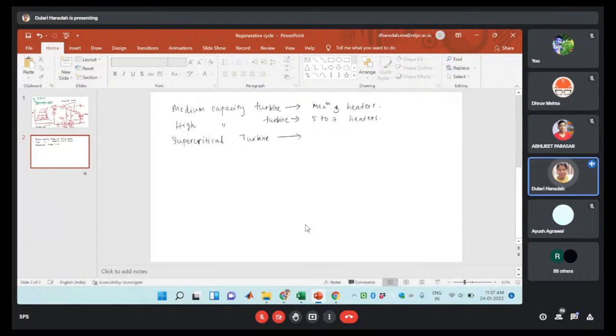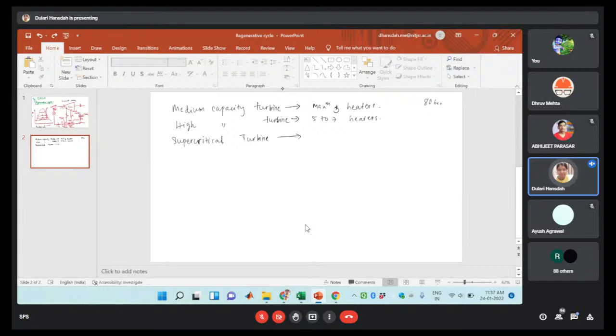Have you remembered? I have told you the pressure below 80 bar is a low pressure boiler. Above that is a high pressure boiler. Above that is some boiler that will handle up to 500 bar. So that is your supercritical boiler. There I'll discuss this supercritical turbine.